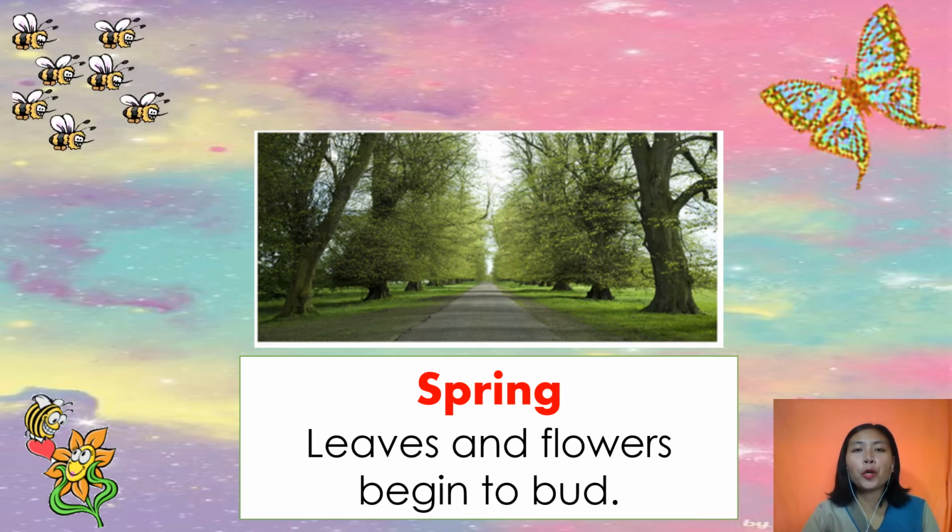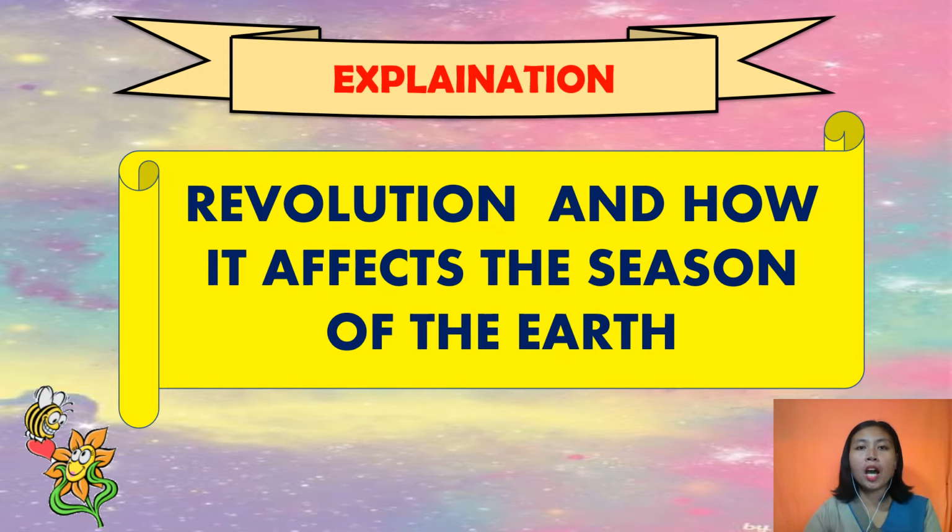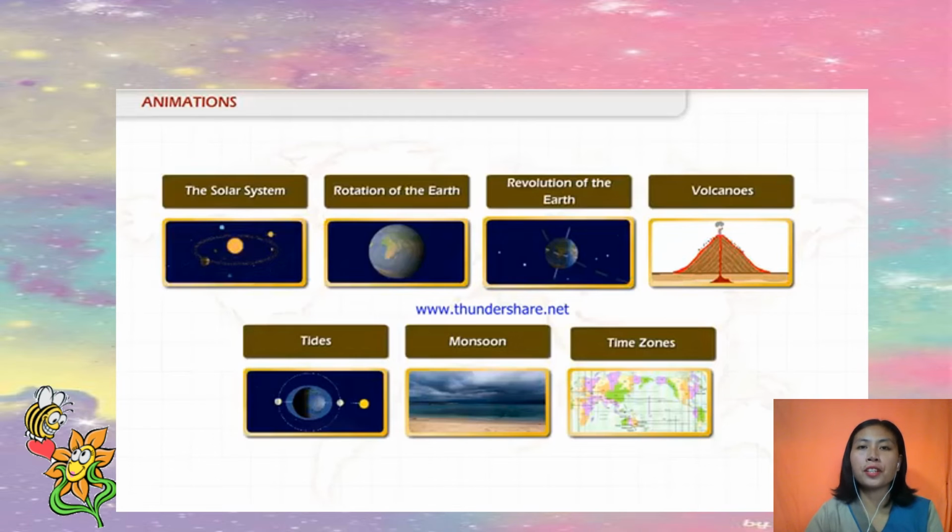So these are the 4 seasons in other countries. We have fall, winter, summer, and spring. And that leads to our discussion this morning about revolution and how it affects the season of the earth. So please sit back and relax as we go along with our discussion this morning. I have here a video presentation regarding revolution and how it affects the season of the earth. Watch it.